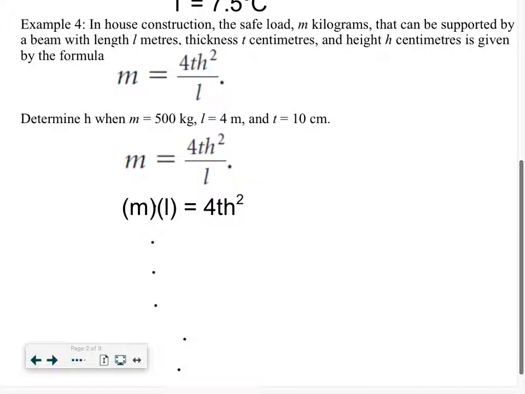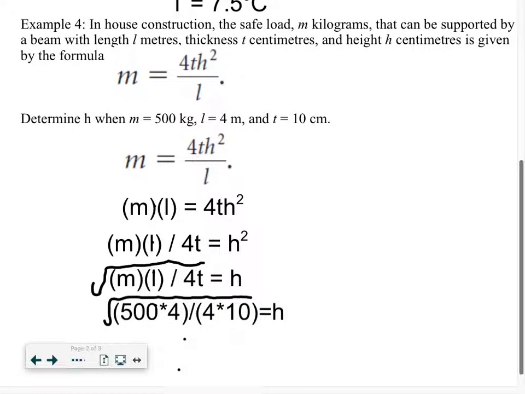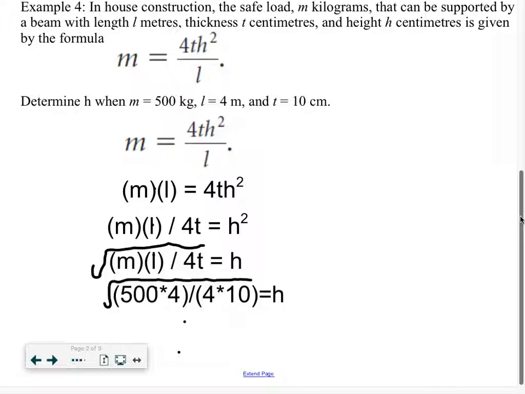So I'm multiplying the L up, so M times L. Then I'm dividing by 4T. And then I have to square root that whole value. I'm going to substitute everything in. So we get 500 times 4 divided by 4 times 10. So that's 500 times 4 is 2,000, divided by 40. So we're going to get the square root of 50. And the square root of 50 is 7.07. So our height would be 7.07 meters.